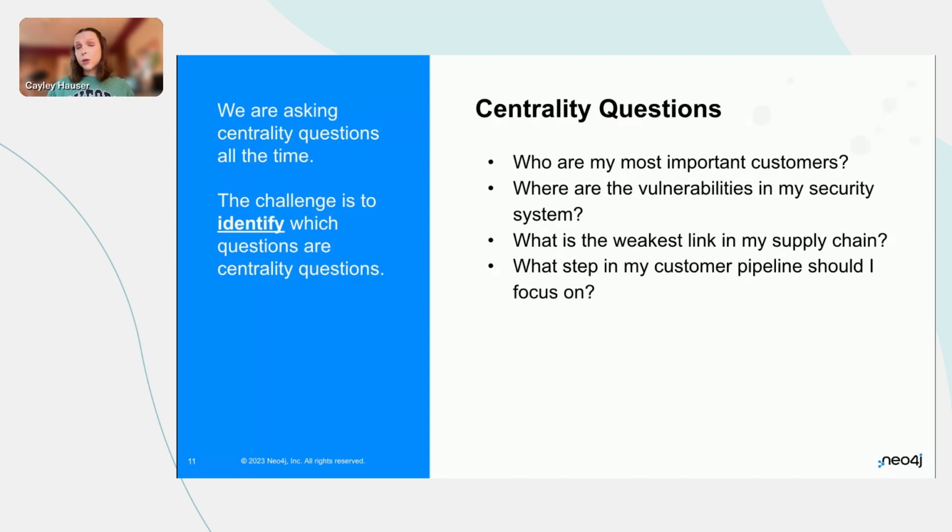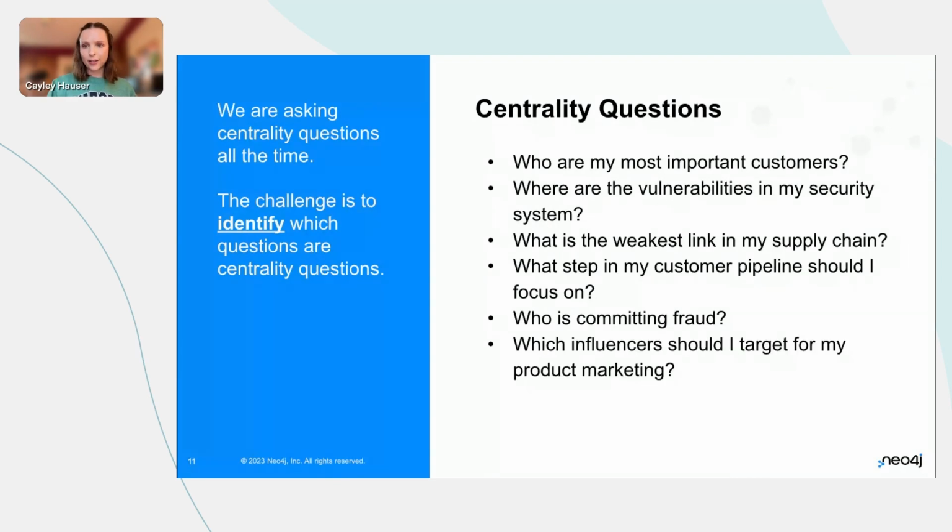What step in my customer pipeline should I focus on? Potentially a customer journey use case that you're investigating. Is there a bottleneck that I might be missing? Who is committing fraud? This is also a very common use case, right? If I'm trying to do some sort of fraud detection, this is very important for understanding what the most important thing is in your graph. And in this case, it might be a fraudulent account or a fraudulent actor. All of these things can be answered with centrality.